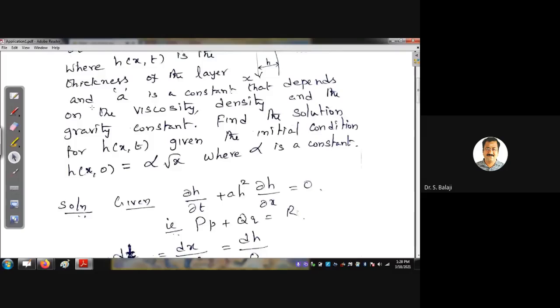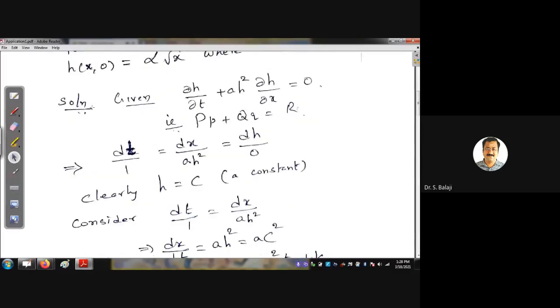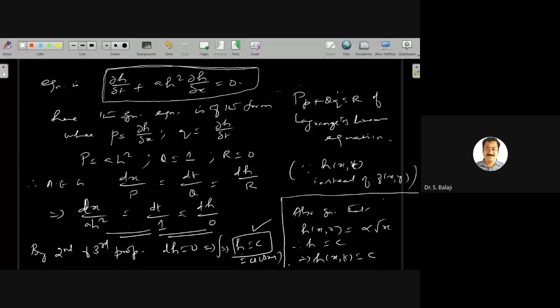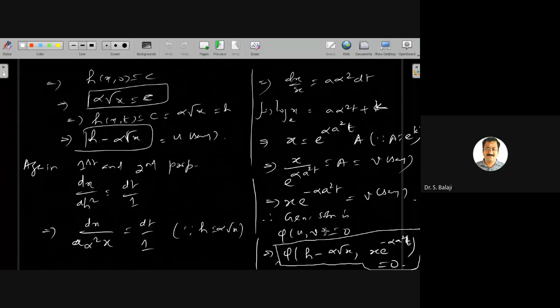That is the idea. For that, we are solving the equation dou h by dou t plus a h square dou h by dou x equals 0 with the initial condition. Here it is of the form Pp plus Qq equal to R, where p is dou h by dou x and q is dou h by dou t. With the help of this, you can find h is equal to c, where h is nothing but h of x comma t. Applying the initial condition, you identify that c is also alpha root x.